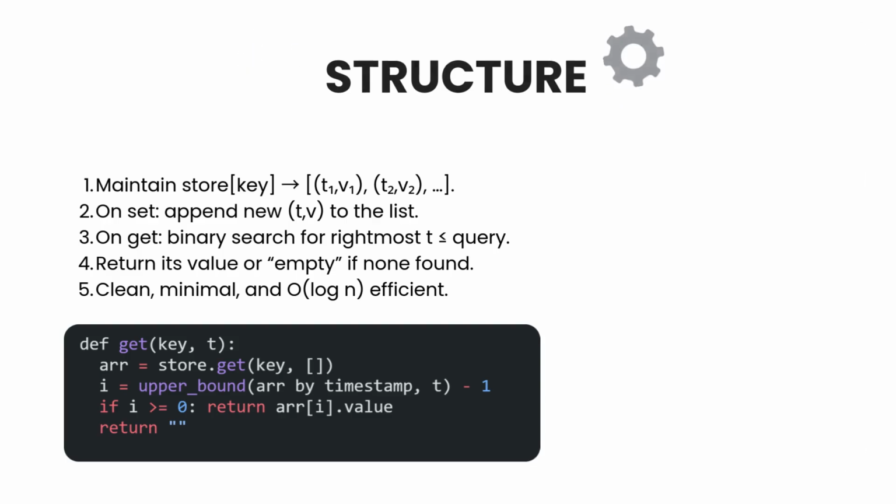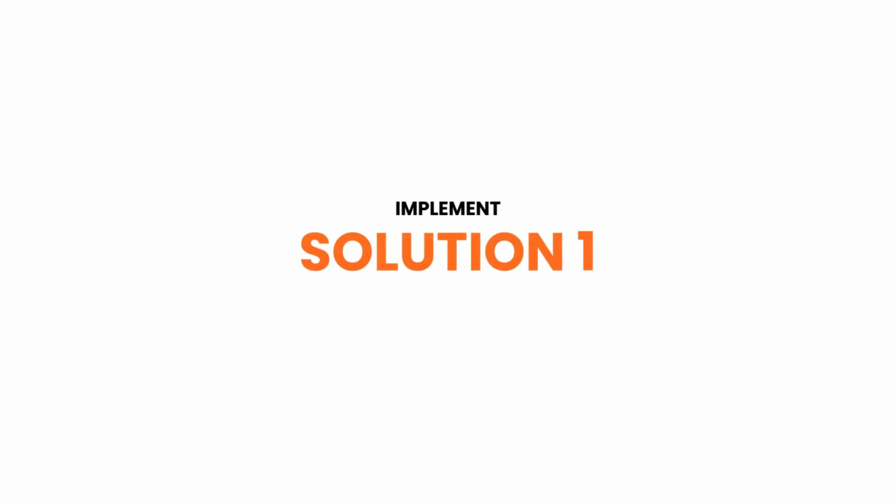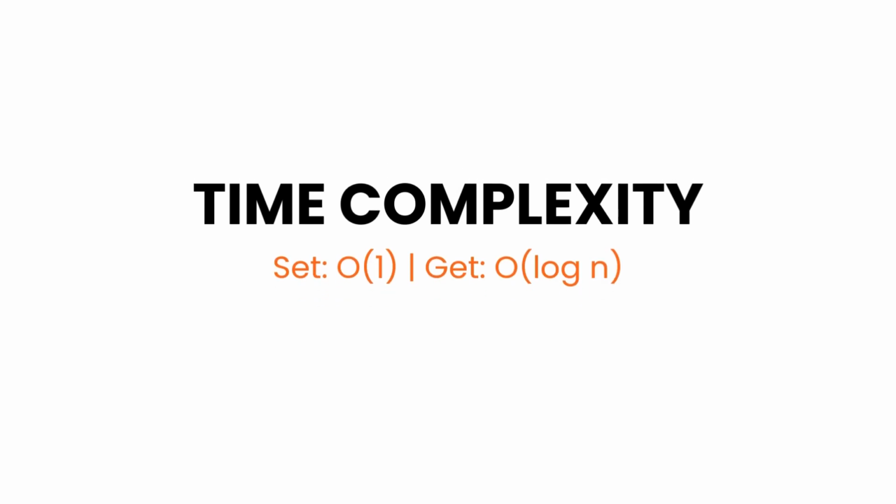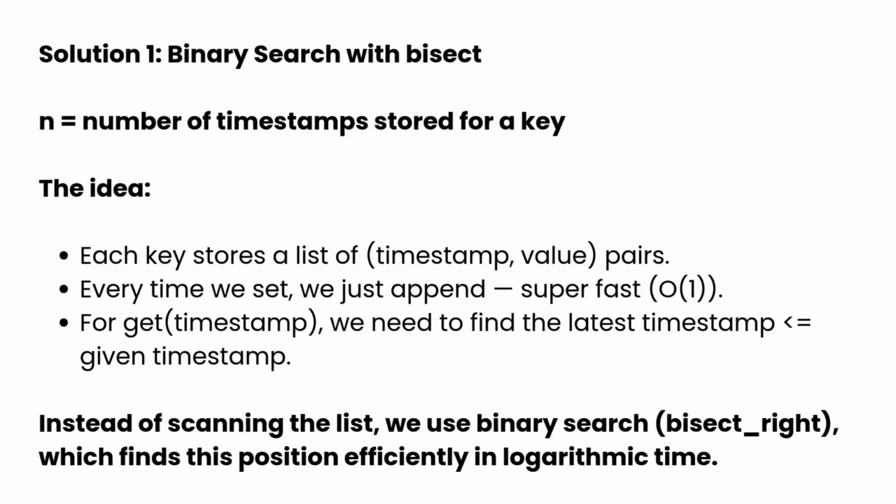If none, return empty string. Now let's solve solution 1, the binary search with bisect approach. Time complexity: set operation is O(1). Get operation is O(log n). The idea: each key stores a list of timestamp, value pairs. Every time we set a value, we just append it, super fast, O(1). For get, we need to find the latest timestamp that is less than or equal to the given timestamp. Instead of scanning the list, we use binary search, bisect_right, which finds this position efficiently in logarithmic time.